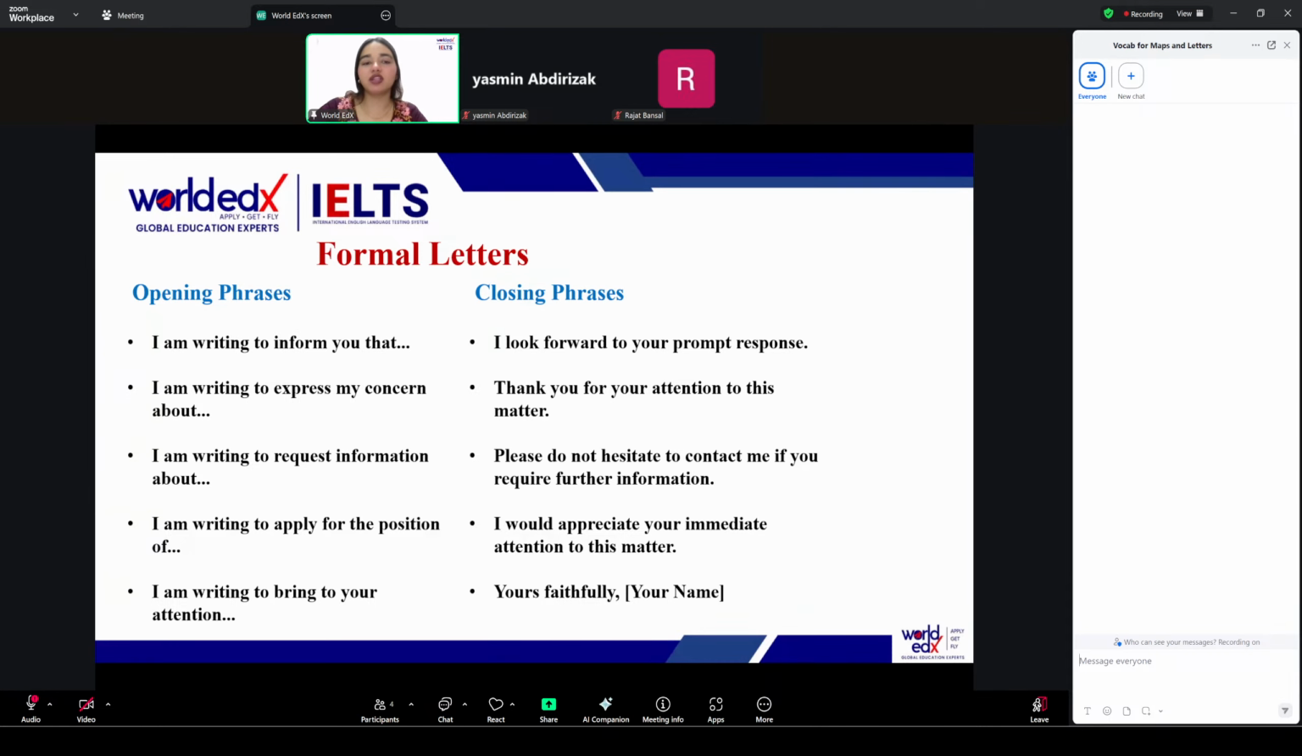Similarly, once you've written the opening phrase, the purpose of writing the letter, you basically follow the bullet points. The number of bullet points in the question will be the number of body paragraphs that you will have in the letter. If there are three bullet points, you will have three paragraphs. If there are four bullet points, you will have four paragraphs in the letter, but the order should not change.